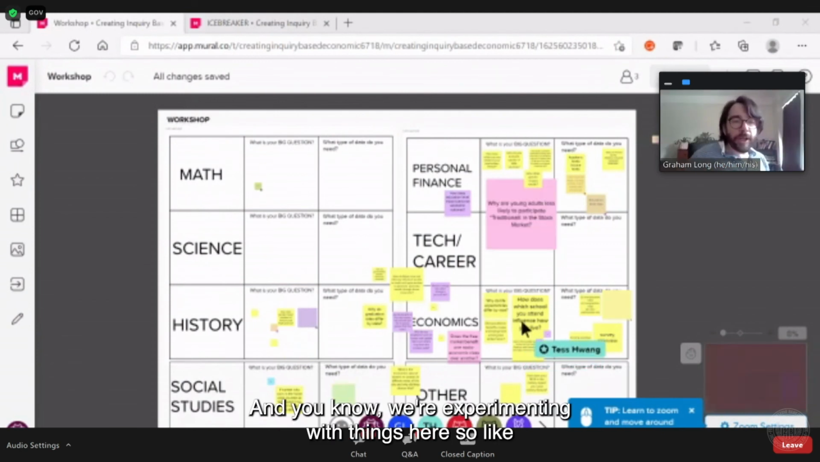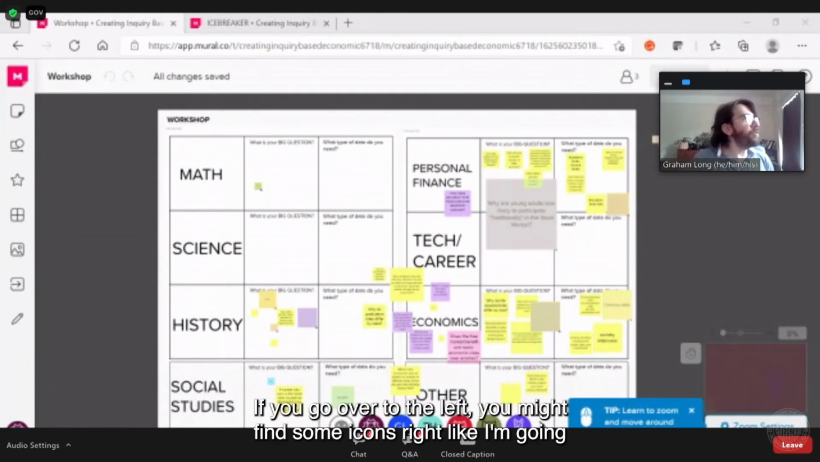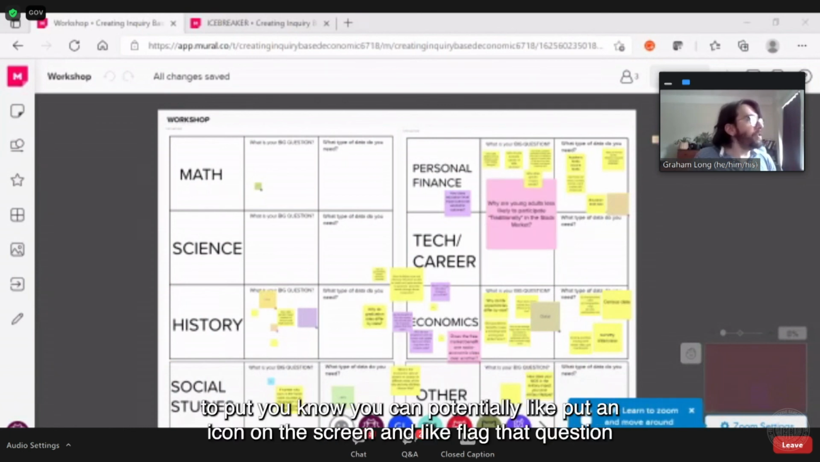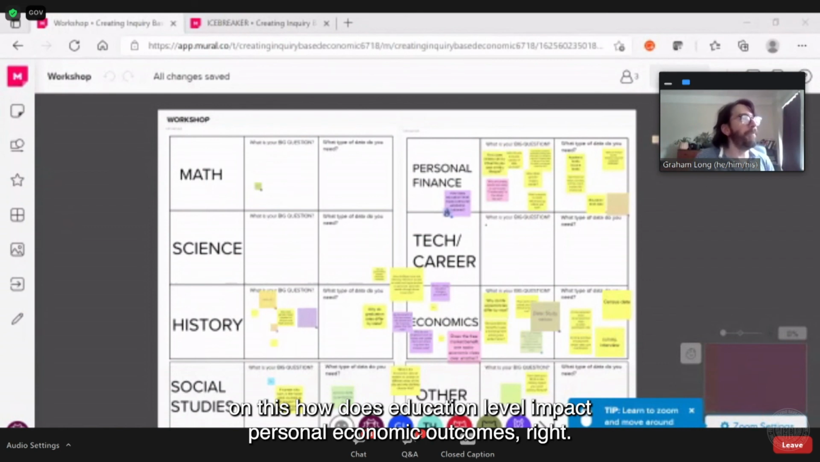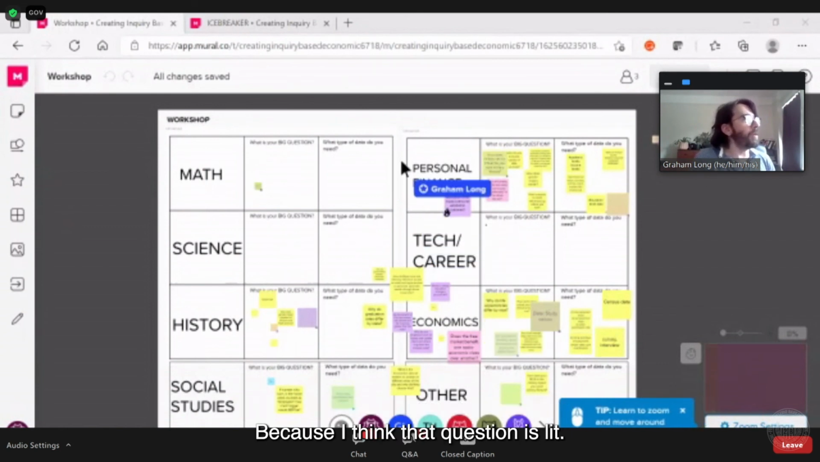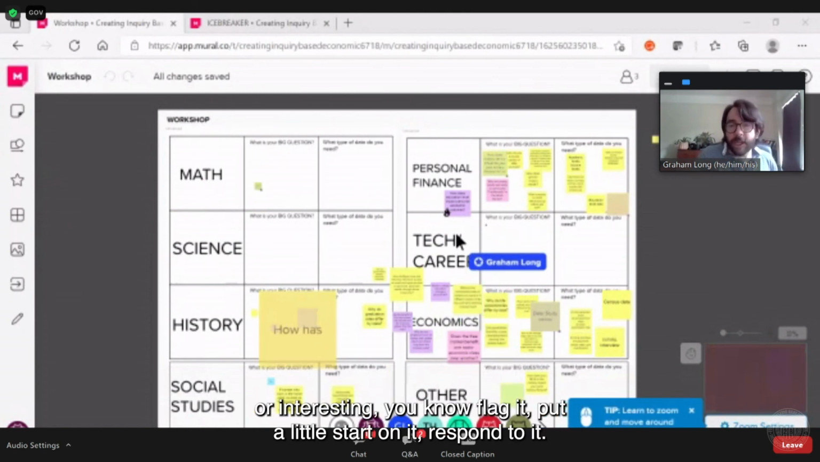Absolutely. And we're experimenting with things here. So if you see somebody has a really awesome question, if you go over to the left, you might find some icons. You can potentially put an icon on the screen and flag that question. I just put a little flame on this one: how does education level impact personal economic outcomes, right? Because I think that question is lit. So if you see something you think is really engaging or interesting, flag it, put a little star on it, respond to it.